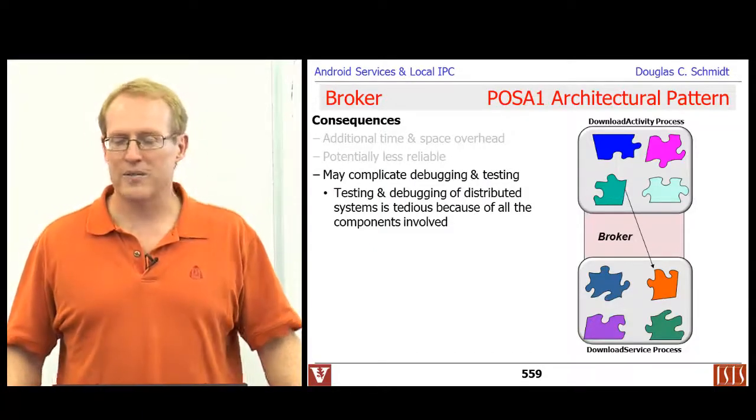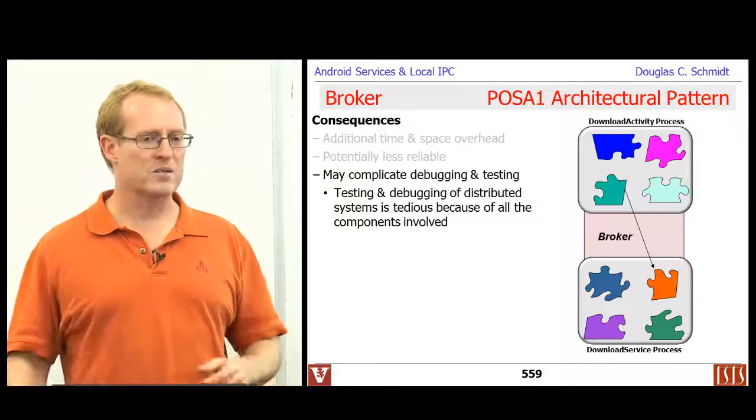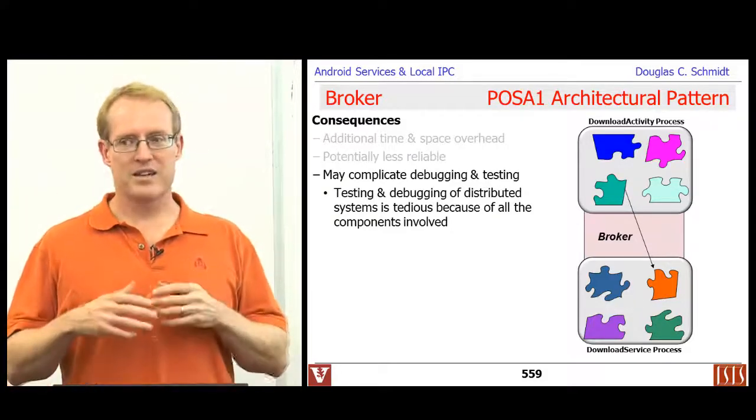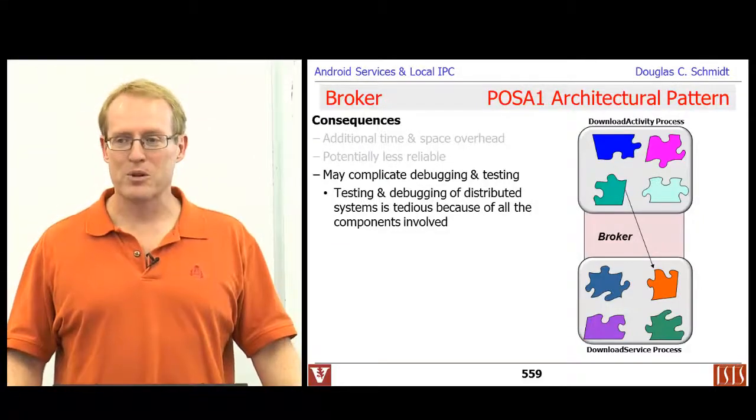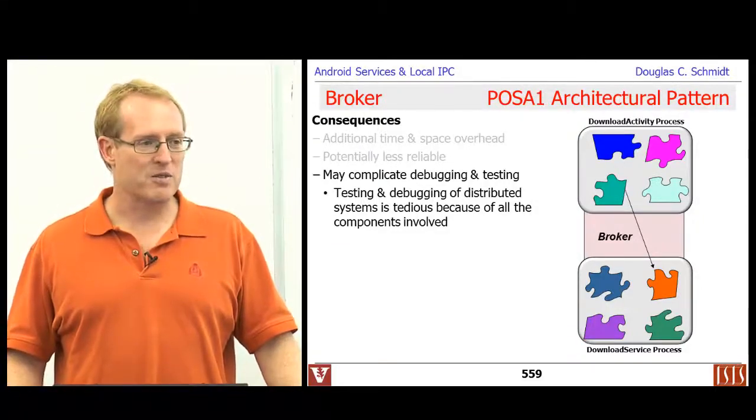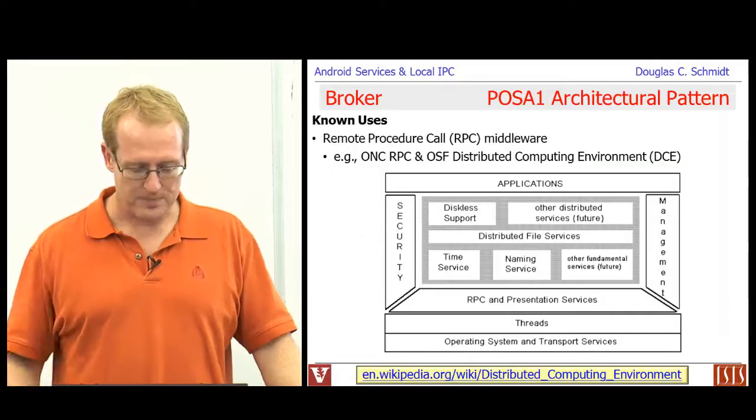If something goes wrong, is it because the service didn't work right? Is it because the client didn't work right? Or, God help us, is Android not working right? That might happen once in a blue moon. But you just have to be very thoughtful about where things are going wrong.